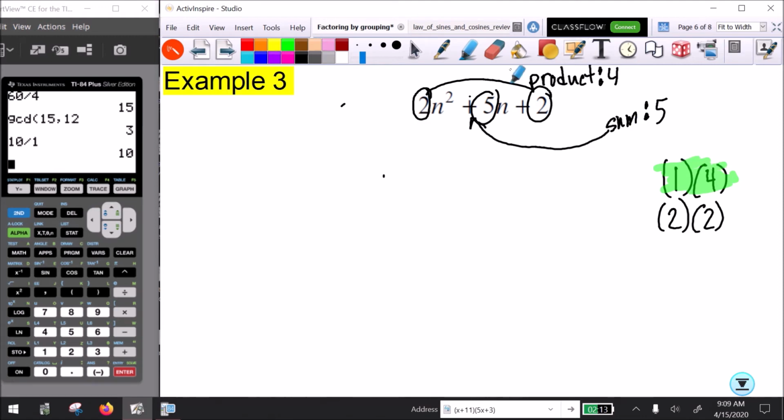So we're going to use the 1 and 4 to split up that 5. We're going to split up 5n as 1n and 4n. We have 2n squared plus 1n plus 4n plus 2. This is something where we're going to focus on the first two terms, factor out the GCF. The greatest common factor of 2n squared and 1n is just n.